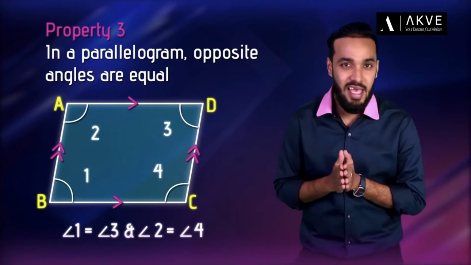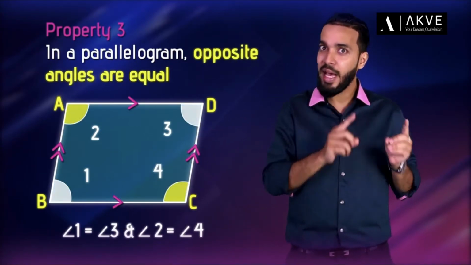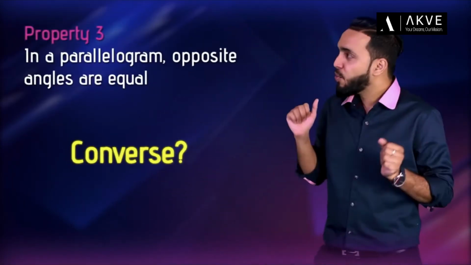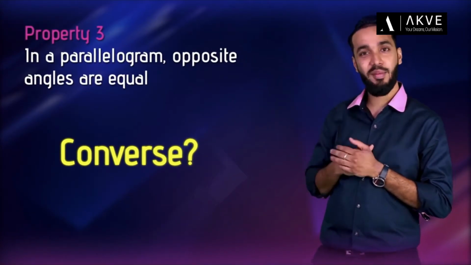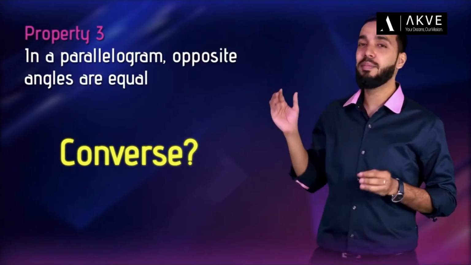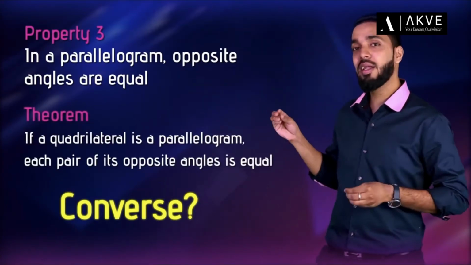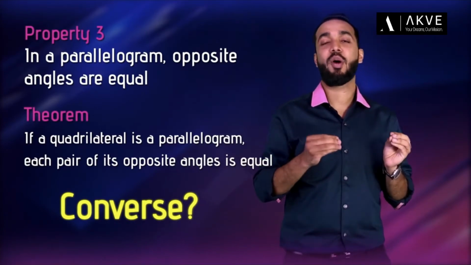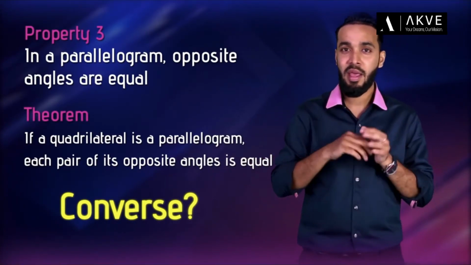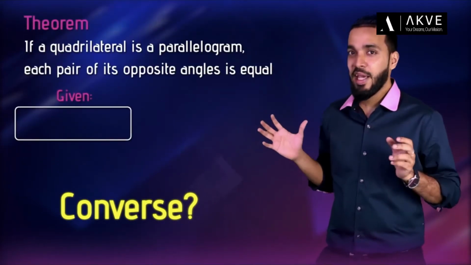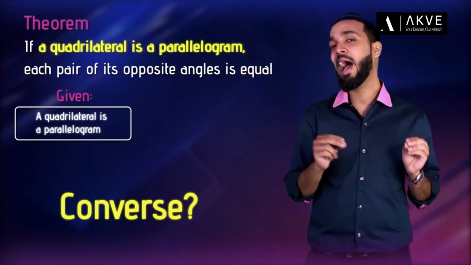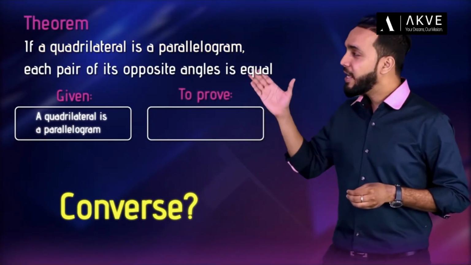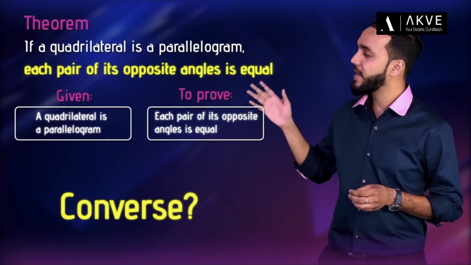Thus, we can very easily say that in a parallelogram, the opposite angles are indeed equal. That was easy peasy, wasn't it? Now, just to look at things from a different perspective, what do you think would be the converse of this theorem? Let's figure out. This theorem basically says that if a quadrilateral is a parallelogram, each pair of its opposite angles is equal. Now, here the given part is that the quadrilateral is a parallelogram and the proved part is that each pair of its opposite angles is equal.